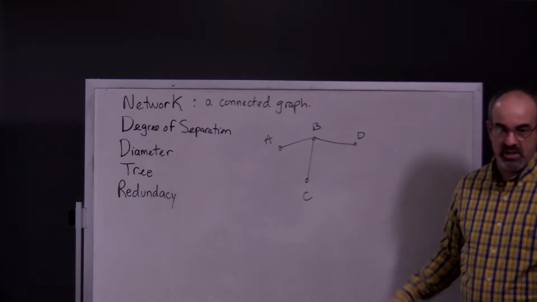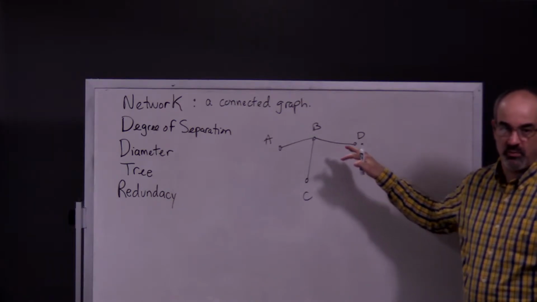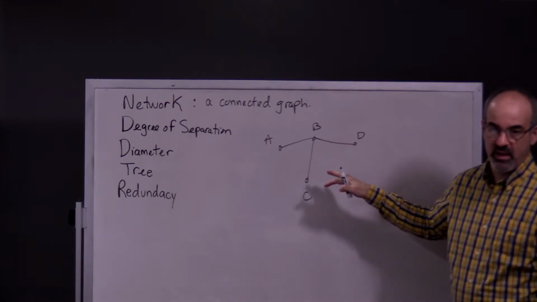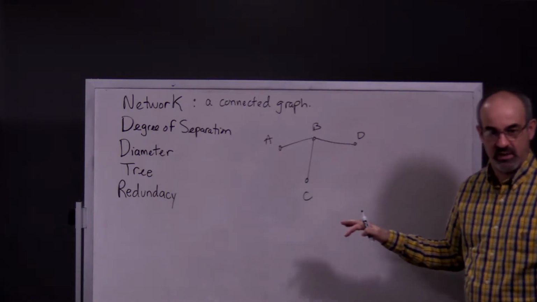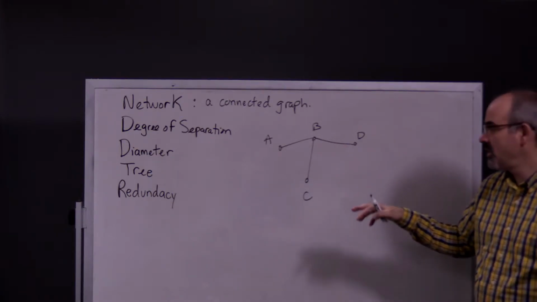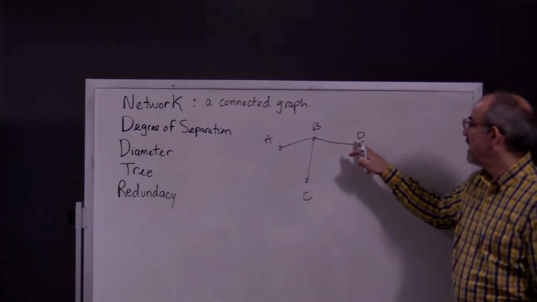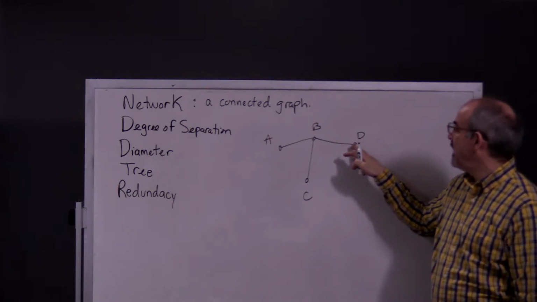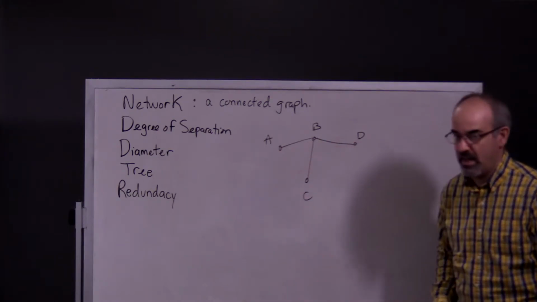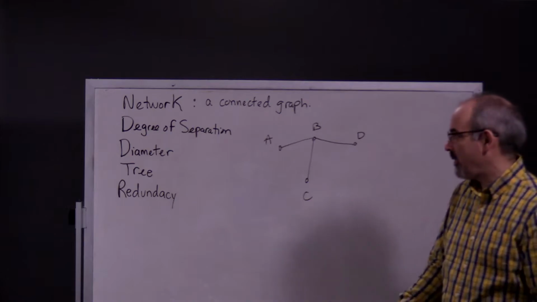So connected graph just means that for all the vertices in the graph, there's a way to get from each vertex to each other vertex following a link or an edge. So I can get to C from D. I can go to B, then to C. I can get to A by going to B, then to A. So that's what a network is.